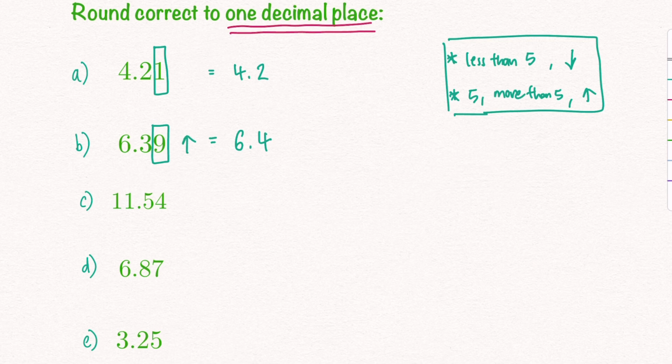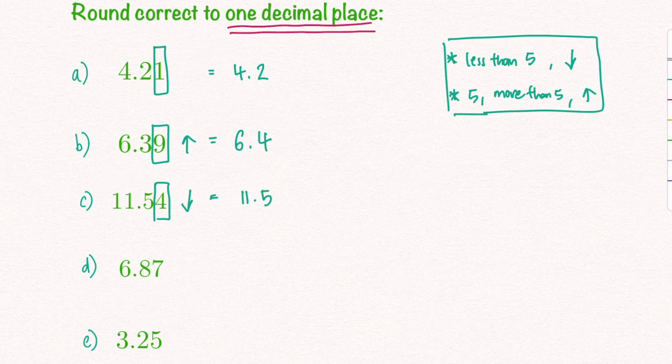Third question, I have 11 and 54 hundredths. So I'm rounding to 1 decimal place. So it means I'm going to cut here and keep 1 decimal place. The digit after the 1 being rounded is the 4. Now the 4 is less than 5, so I will need to round down. Rounding down 11 and 54 hundredths, it becomes 11 and 5/10.